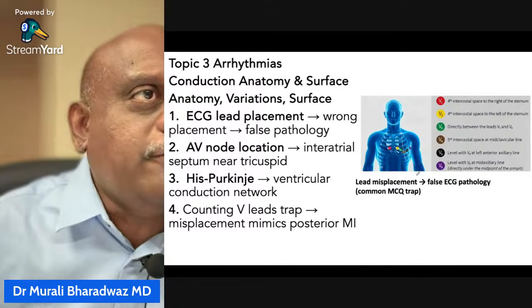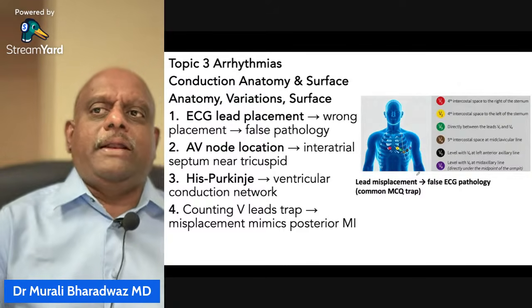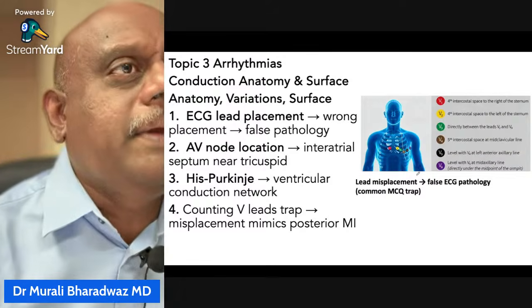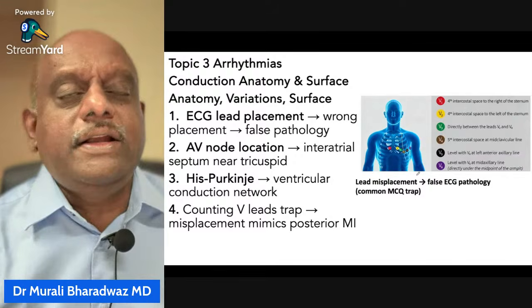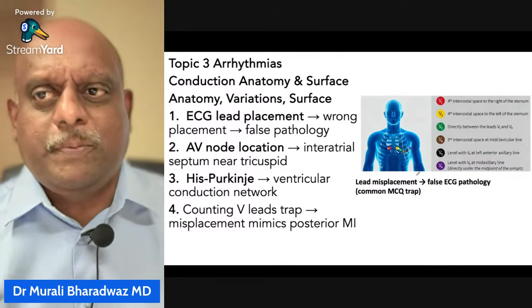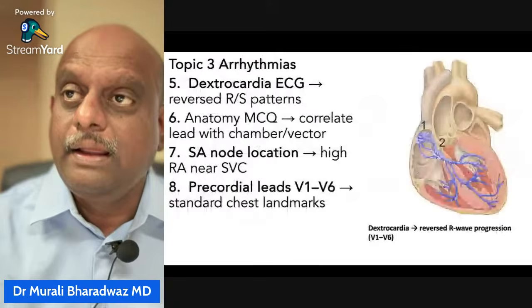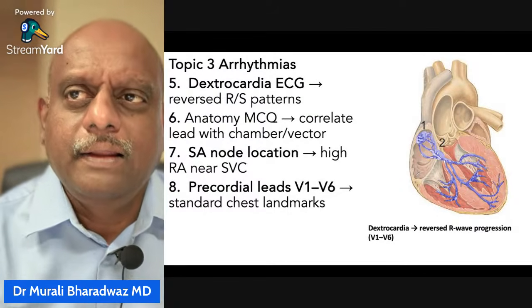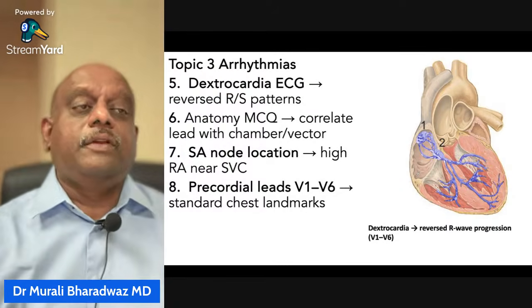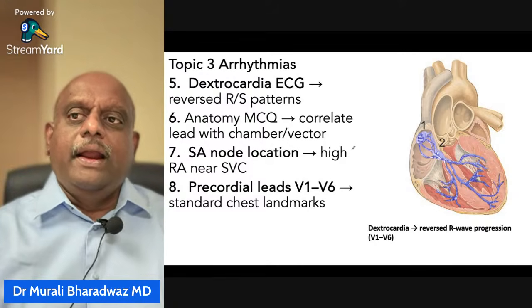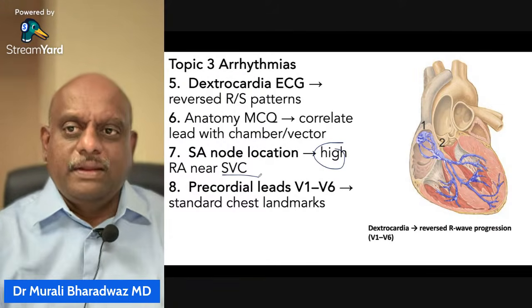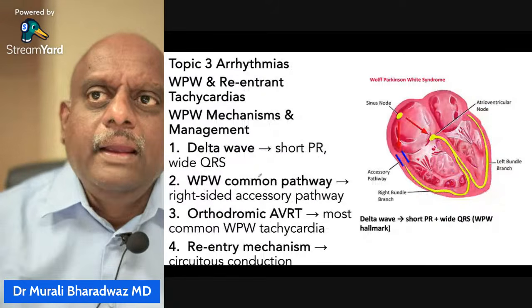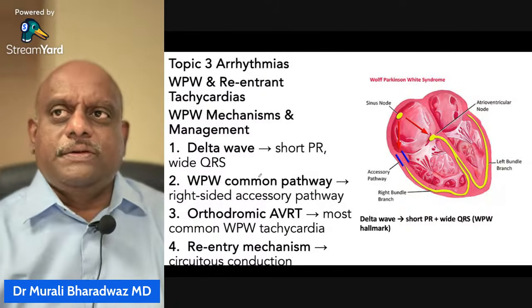Now, in the topic of arrhythmias, you need to know a bit about anatomy. So, where is the AV node located? It is in the interatrial septum near the tricuspid valve. Then where is the SA node located? It is high in the right atrium near the SVC. Those are the two points.